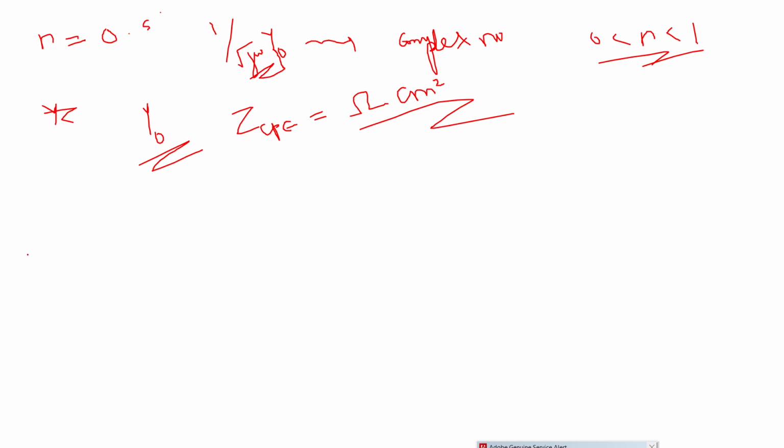Okay, now what does the CPE behavior arise due to? Well, till now, whatever we saw, we said it is a pure semicircle, but that's not the case. You can get something which is a depressed circle. Now, what is the reason for that? People usually say that the CPE behavior is attributed to the roughness of the electrode.